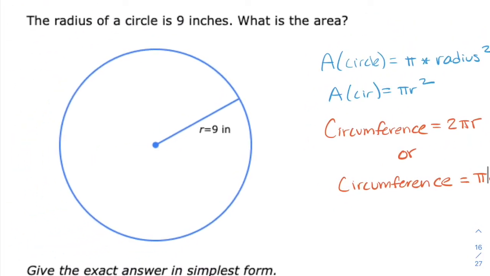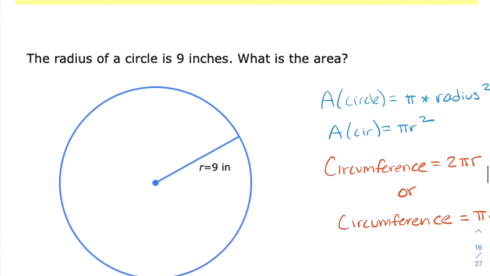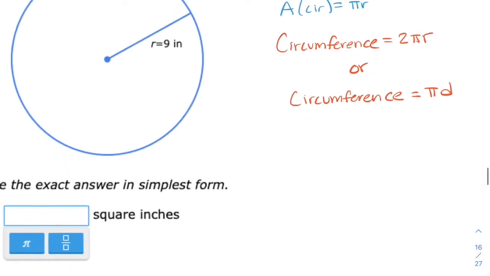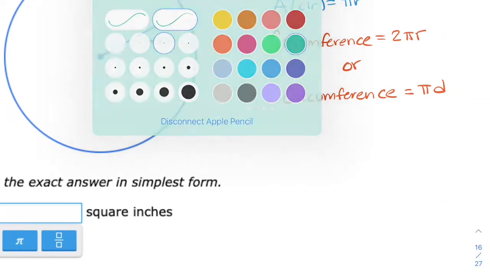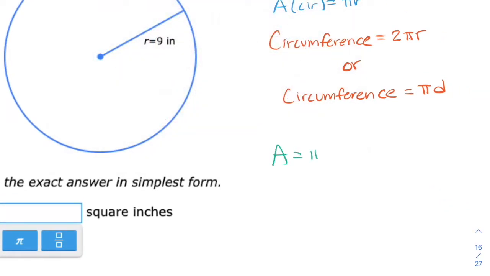So the radius of a circle is 9 inches. What is the area? So we are going to do the area is pi r squared. So the area is pi times 9 inches squared. So 9 times 9 is 81. Inches times inches is inches squared.